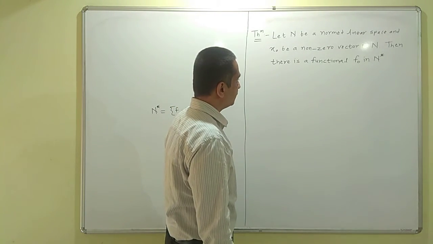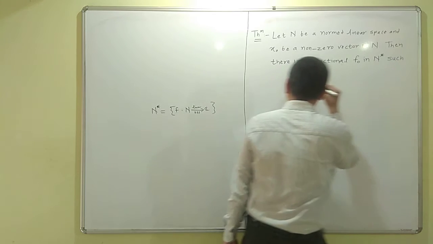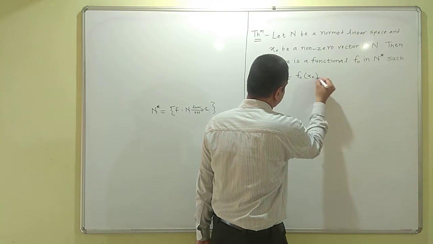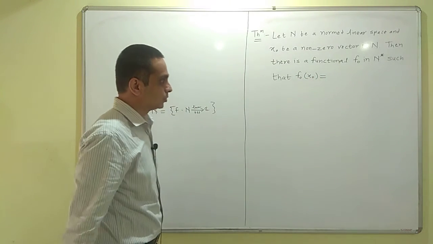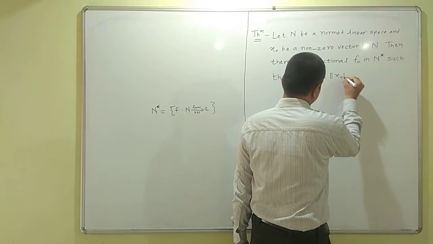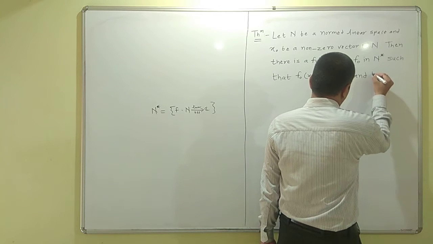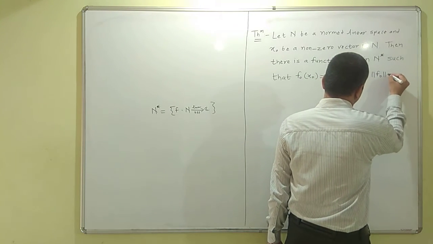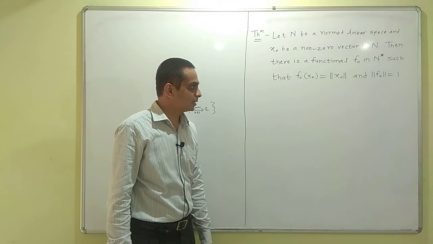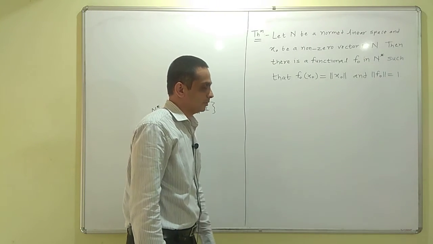There is a functional f0 in N star such that f0 of x0 is equal to norm of x0, and norm of f0 is equal to 1. So we will prove this theorem by using the Hahn-Banach theorem, which we have studied.